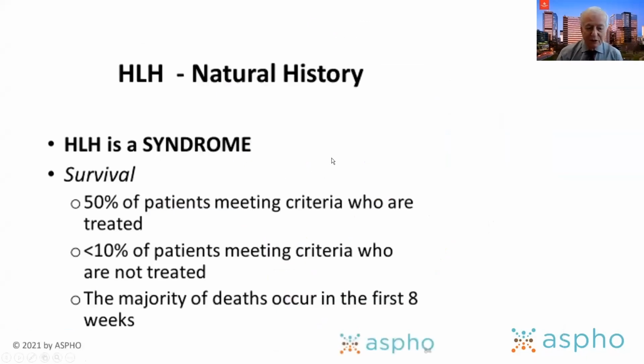It's important to note that this is a syndrome. It's not a specific disease. And in the past, 50% of patients who met criteria survived, but if they did not get treatment, less than 10% survived, and they often died very quickly.